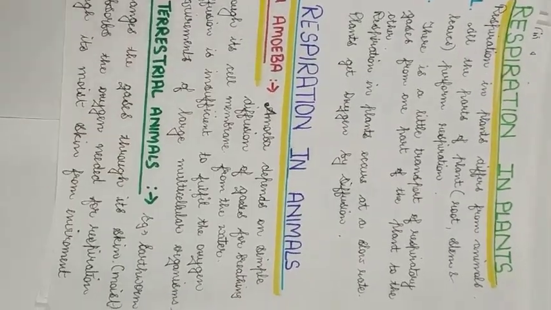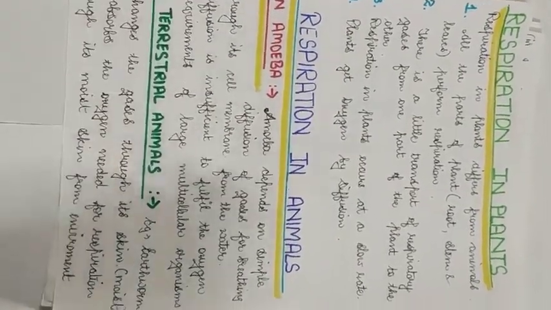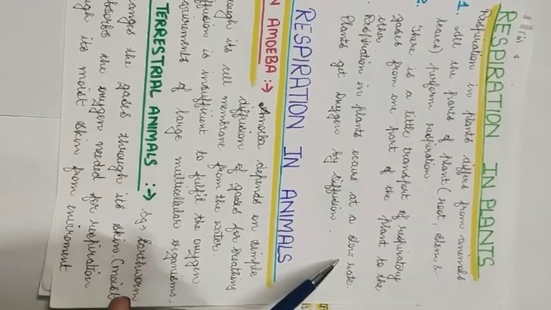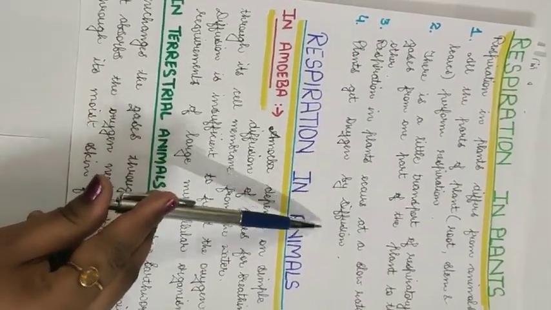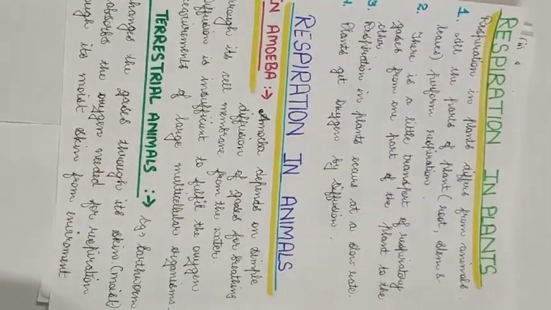They'll take very little oxygen, and the respiration in plants occurs at a slow rate, and plants get oxygen by diffusion. So this is the respiration in plants.